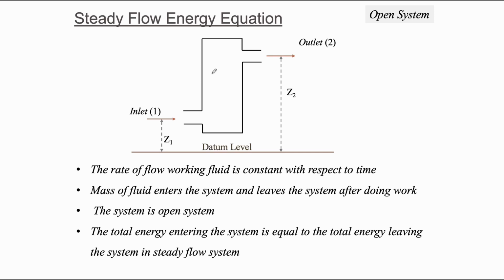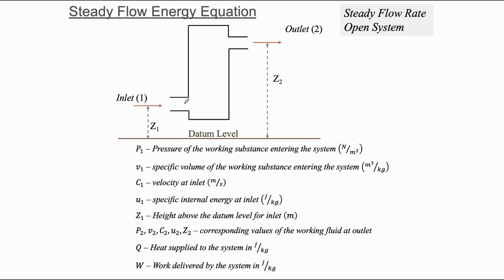This diagram represents a simple form of steady flow process. So you can see inlet is represented by 1 and outlet is represented by number 2, and we can see the height of inlet and the height of outlet are represented by Z1 and Z2 from the datum level. Similarly, all properties or all values corresponding to the inlet will be given with a subscript 1.